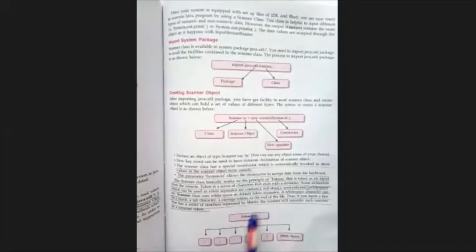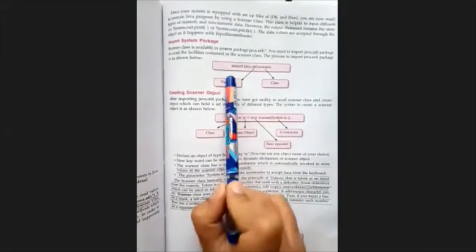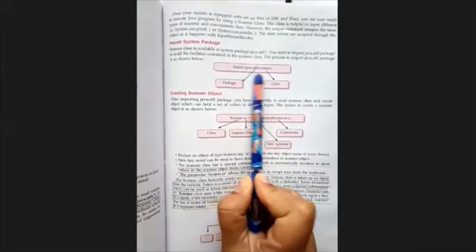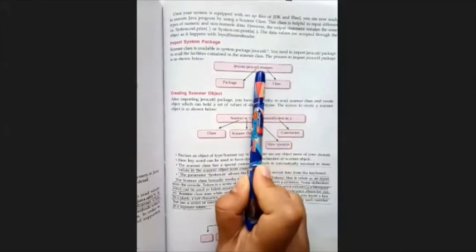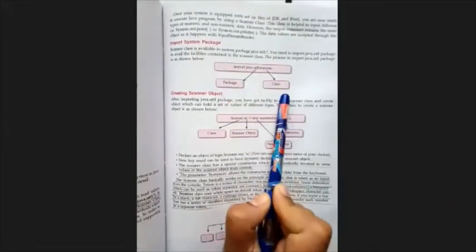This is all revision. We already know all this. So we need to write like this: import java.util.Scanner, where util is the name of the package and Scanner is the name of the class.